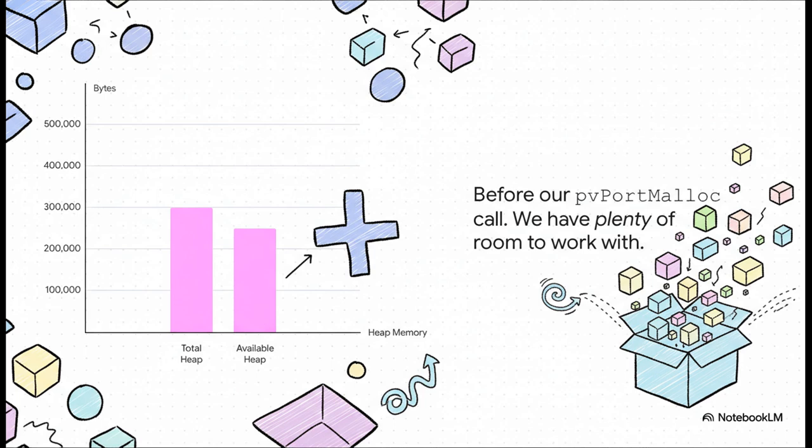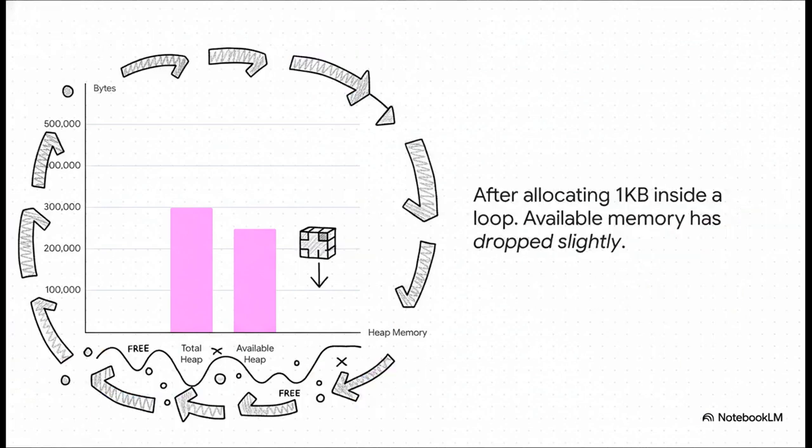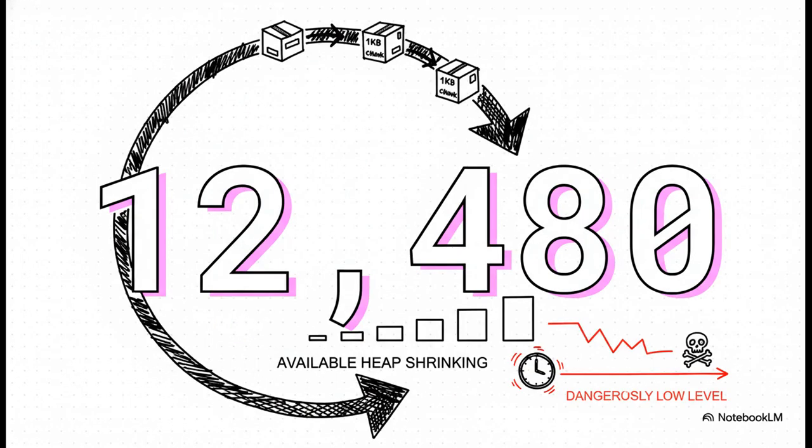So, when our program starts, we check the available heap. Everything looks great. We've got 250,000 bytes free, plenty of room to do whatever we need to do. Now let's say we're inside a loop, and we make just one call to pvPortMalloc for 1 kilobyte. We check the heap again, and yep, just as we expected, our available memory has dropped by a little bit. No big deal, right? Wrong.